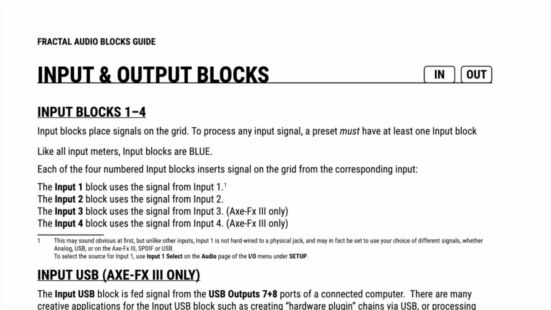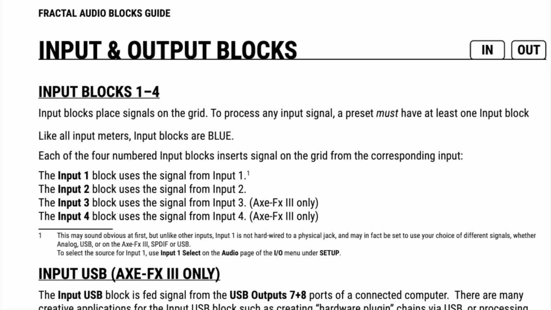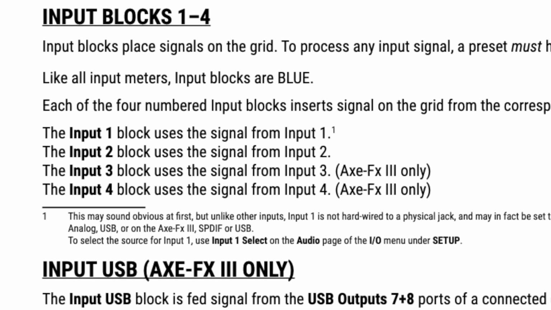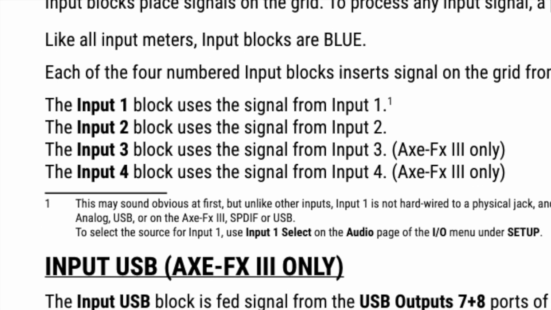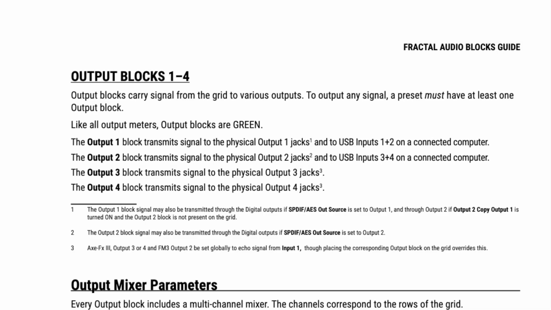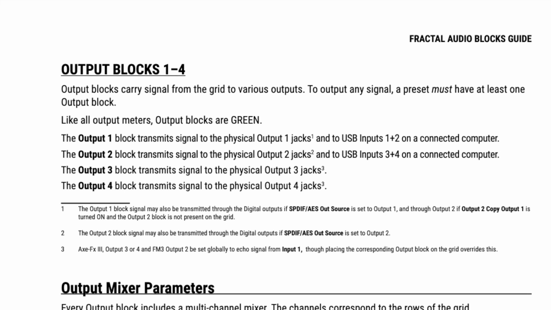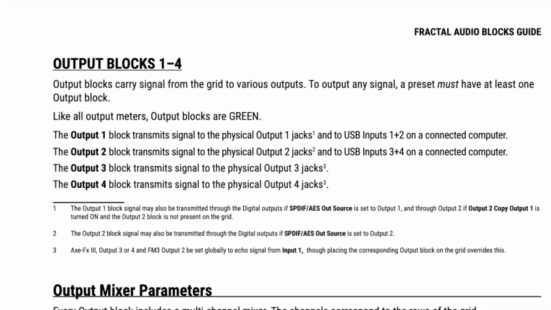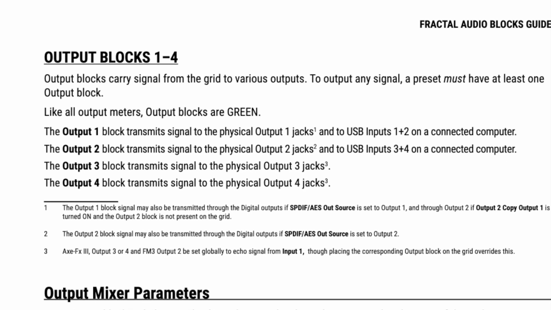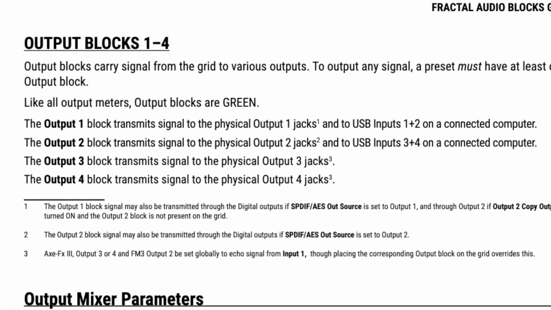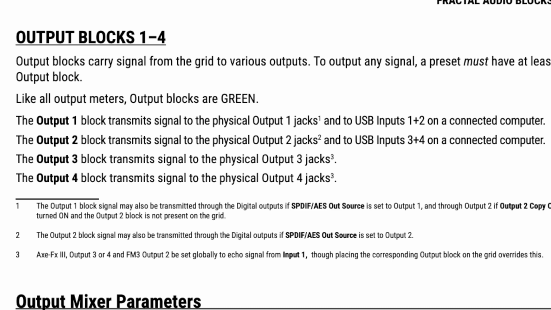Each of the 4 input blocks corresponds with the 4 input jacks. In other words, the In 1 block is connected to the input 1 jack, the In 2 block is connected to the input 2 jack, and so on. The output blocks work the same way, with one difference. Out 1 sends signal to the output 1 jacks, but also to USB inputs 1 and 2 on a connected computer. Out 2 sends signal to the output 2 jacks, and also to USB inputs 3 and 4 on a connected computer.